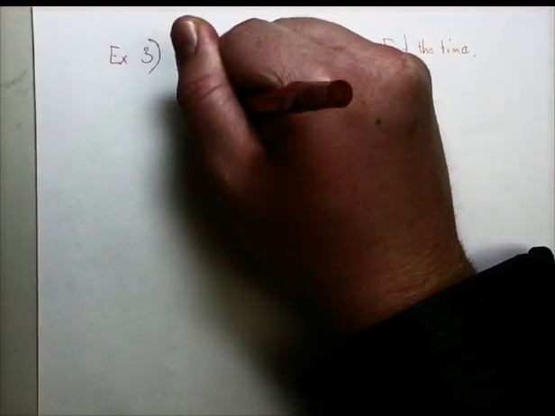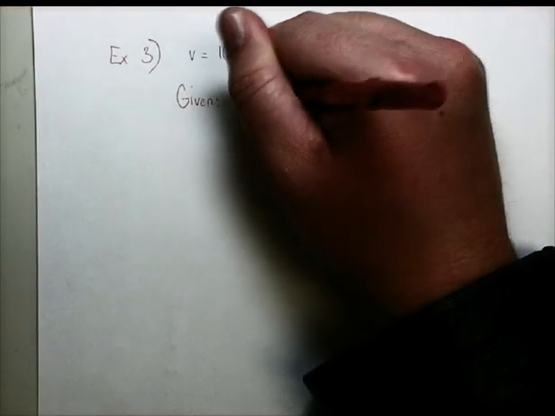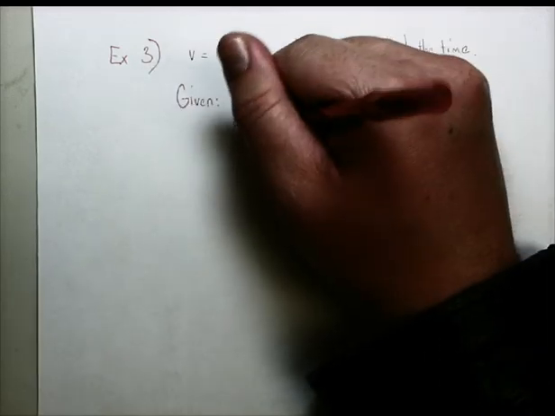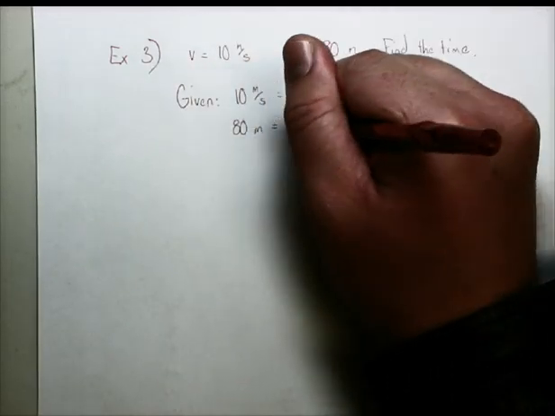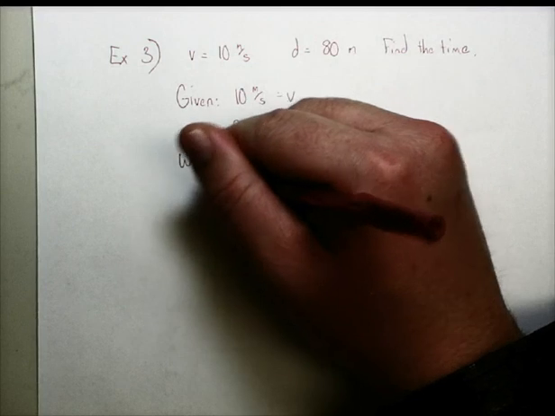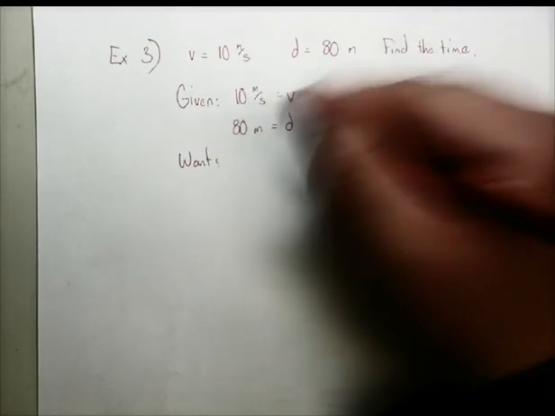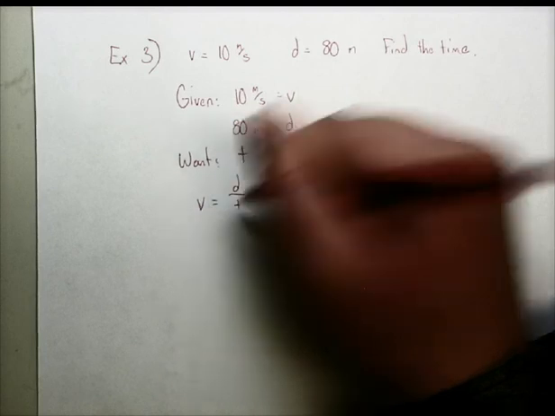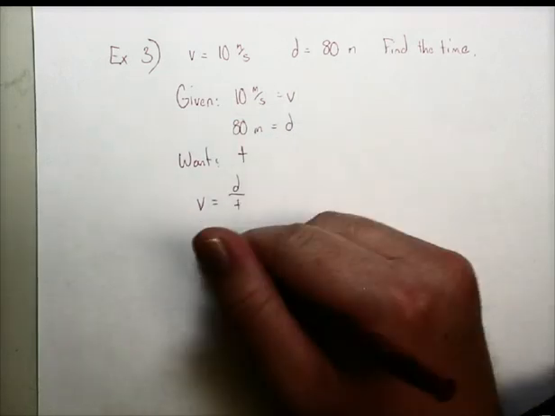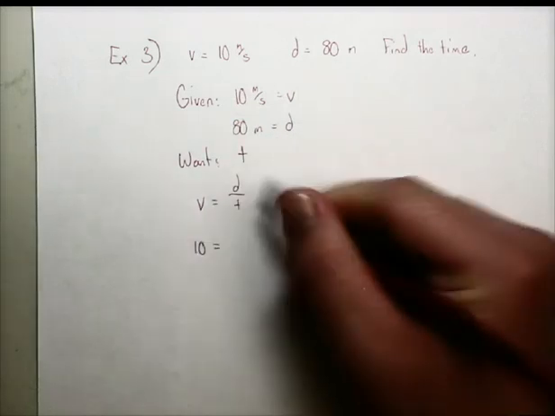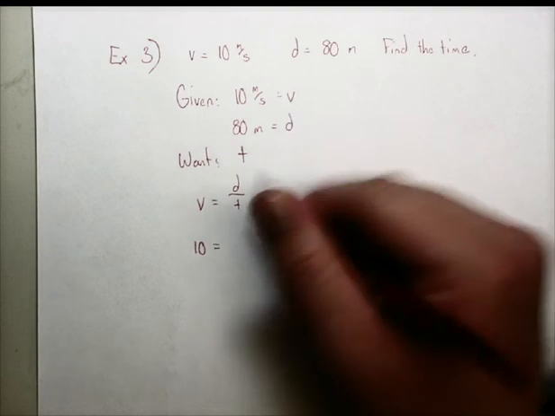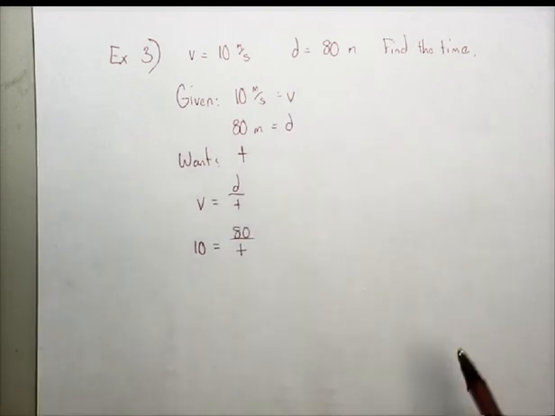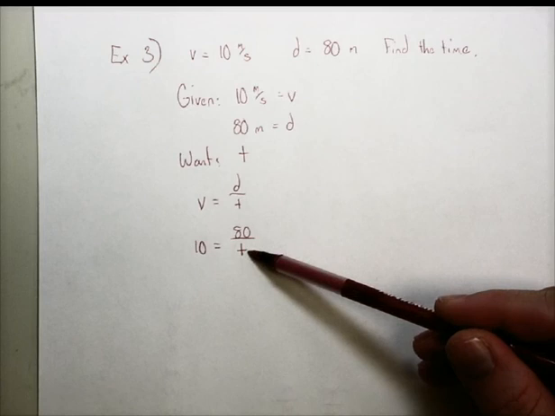You guys know the drill. Our givens, 10 meters per second is a speed. 80 meters is a distance. And we want to find time. So we use our equation, v equals d over t. We plug in what we know. 10 equals, in this case, d is 80 over t. And now we're left with the task of trying to find what t is.